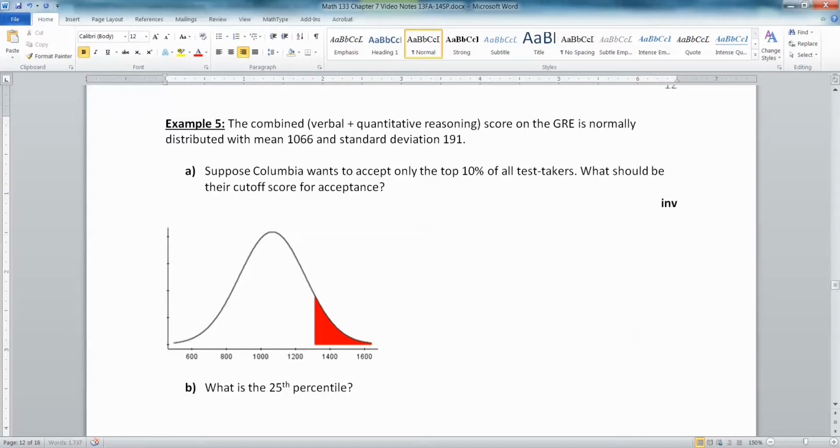You take inverse norm, but here's the kicker. It only will do the left tail area. So I have this red shaded region, but that red shaded region is worth 0.10, 10%, the top 10%. So I need the left tail area, which is 0.90, because together they've got to make 1. And then 1066, 191, and you'll have it.